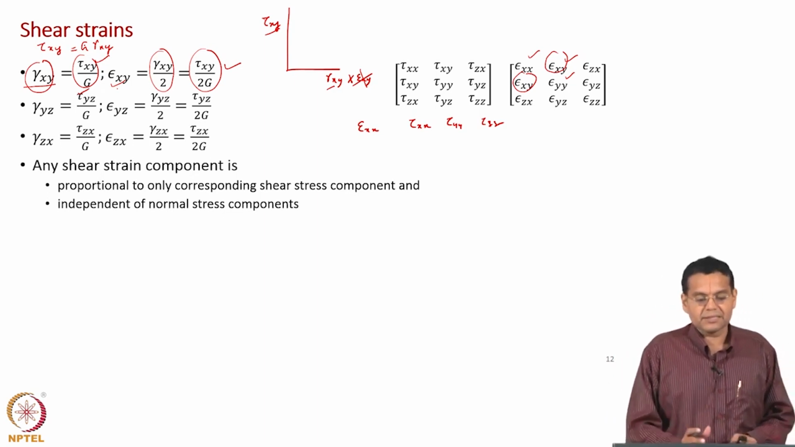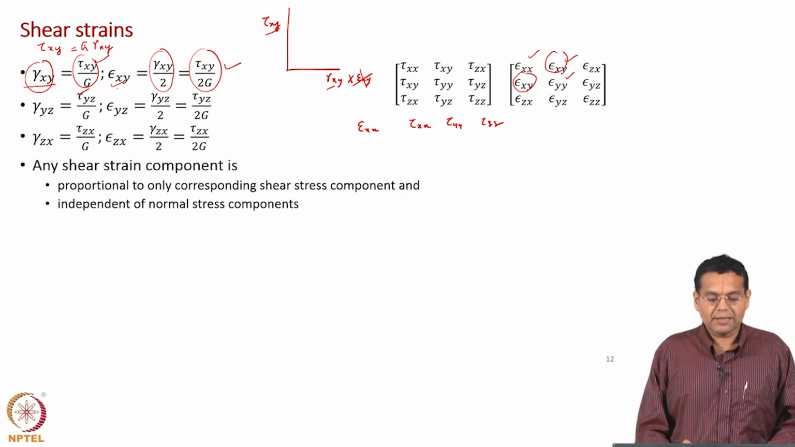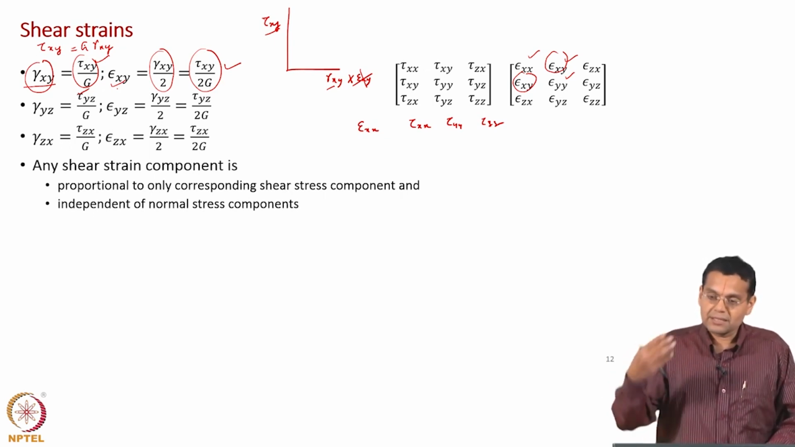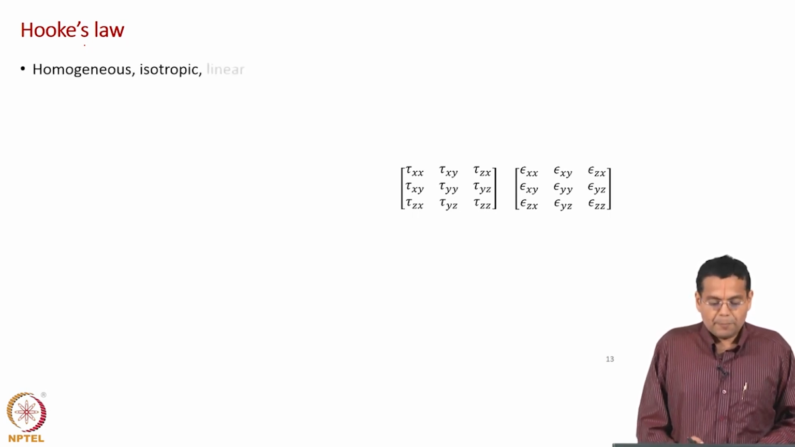That way these relationships are like standalone relationships. Straight away you can get shear strain in terms of shear stress, and later on you will express shear stress in terms of shear strain also. Okay, so those are the stress tensor and the strain tensor. Those are the assumptions which I have discussed: homogeneous, isotropic, linear, elastic solid.